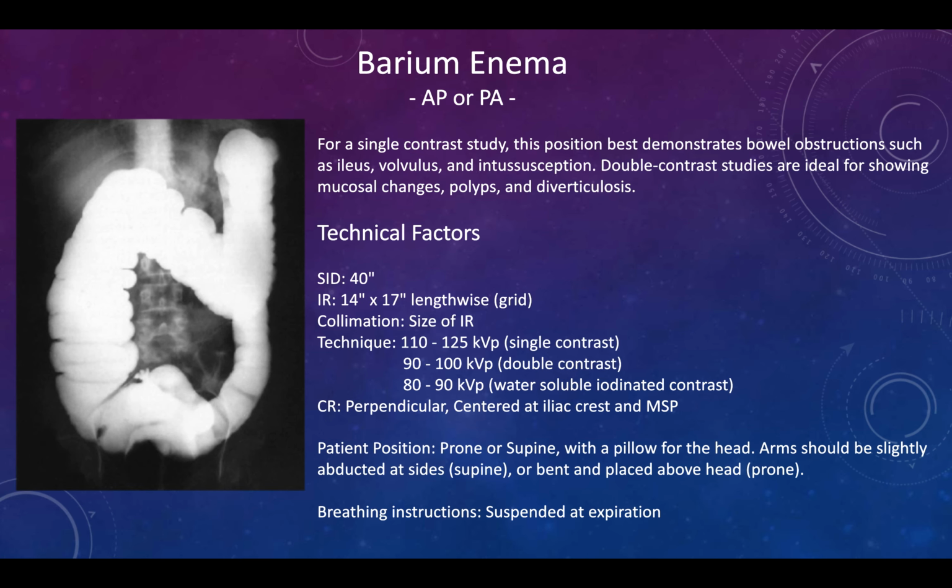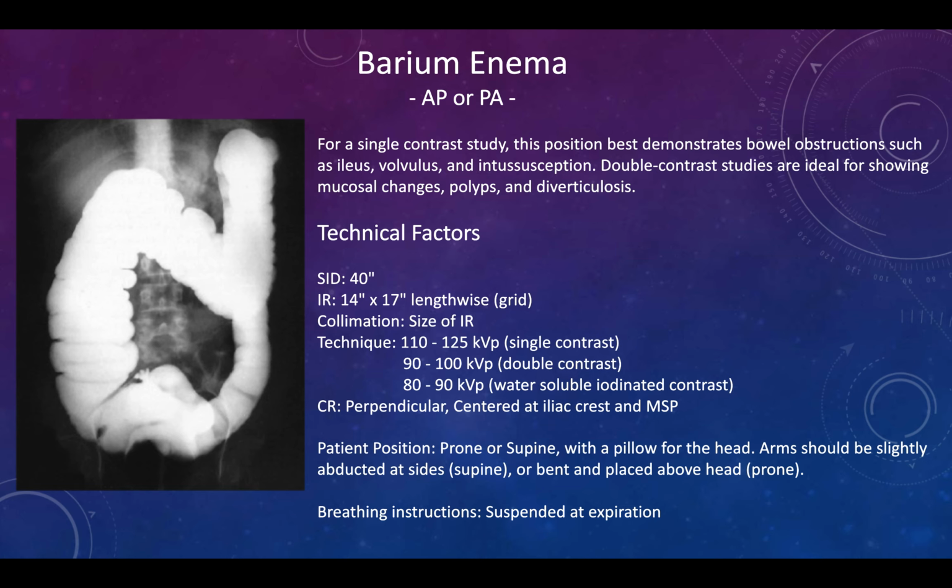And so we'll just run through some of these positions that we might be doing for our spot radiographs during the enema. We can do an AP or a PA. For this first position, for a single contrast study, this position best demonstrates bowel obstructions, such as ileus, volvulus, intussusception. Double contrast studies are ideal for showing mucosal changes, polyps, and diverticulosis.